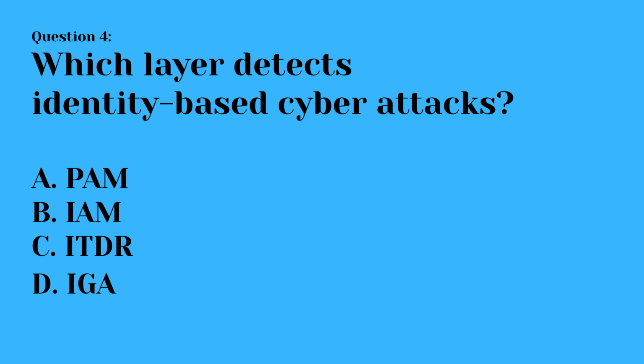Question 4. Which layer detects identity-based cyber attacks? A, PAM. B, IAM. C, ITDR. D, IGA. Your time starts now. The correct answer is C, ITDR.